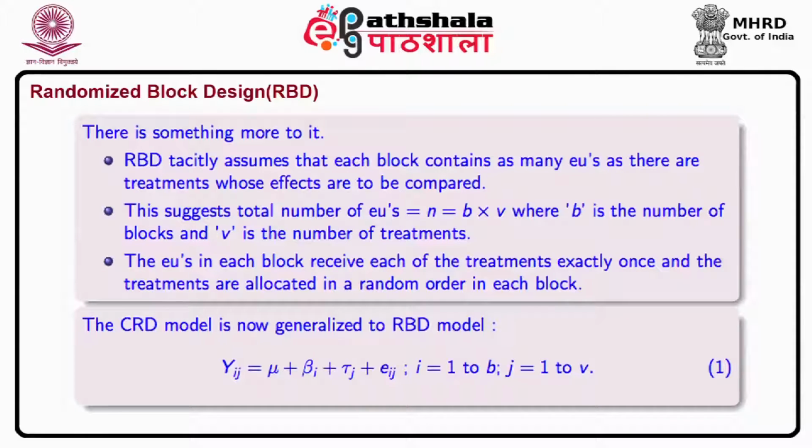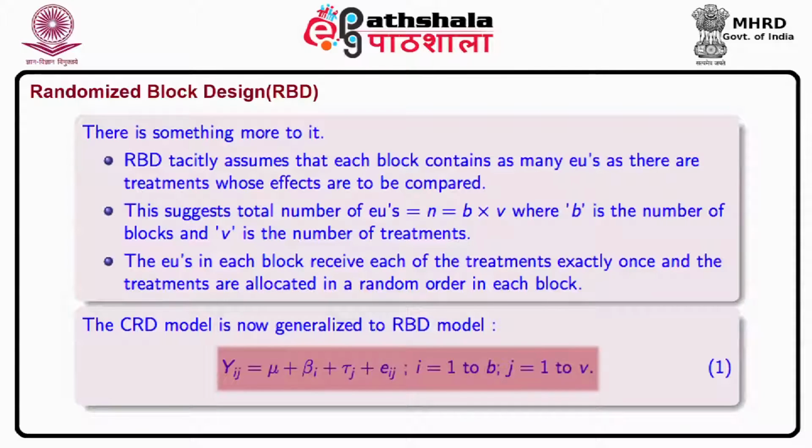The CRD model is now generalized to an RBD model where we should bring the block effect into the picture. So now Y_ij refers to the output arising out of the block i and treatment j combination. So the model is Y_ij = mu + beta_i + tau_j + e_ij.